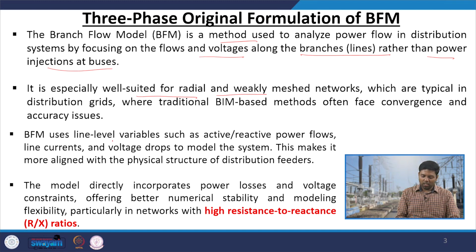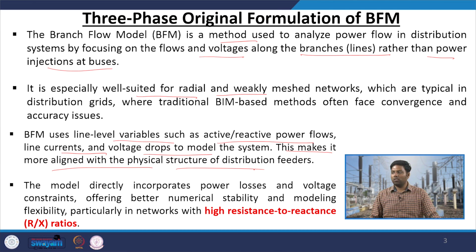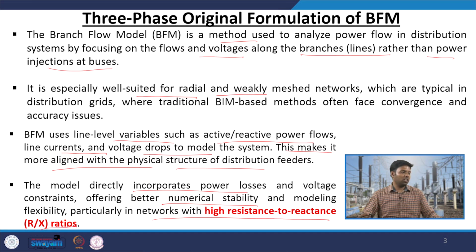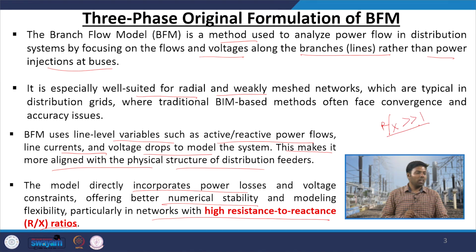So, BFM uses line level variables such as active and reactive power flows, line current, and voltage drops to model the system. This makes it more aligned with the physical structure of the distribution feeders. But there is a consideration, or you can say a hypothesis behind it, that BFM is only a numerically stable model when the network possesses a high resistance to reactance ratio. That means your R by X ratio is much greater than 1. That is only possible for a distribution network. That is not true for a transmission network.